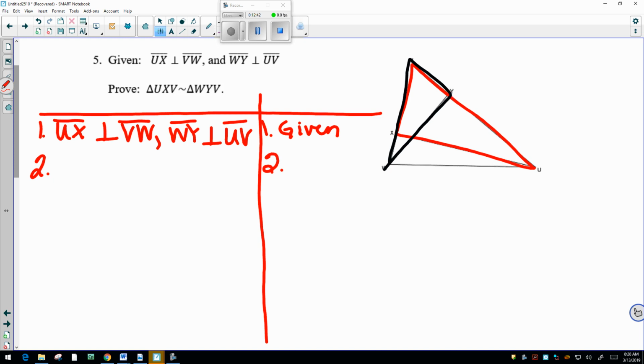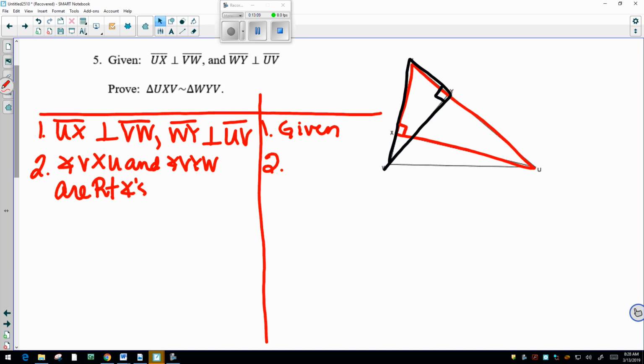Back when we did congruent triangle proofs, we know perpendicular lines form right angles. So it'd be a good idea to take the right angles in the triangle. So for instance, this angle and this angle. And you first, remember, have to state that you actually have right angles. So I'm going to say angle VXU and angle VYW are right angles. And we know this because perpendicular lines form right angles.